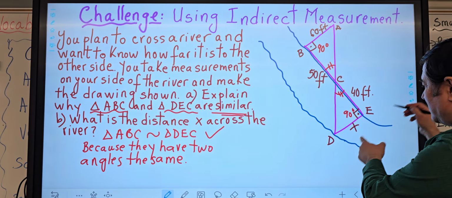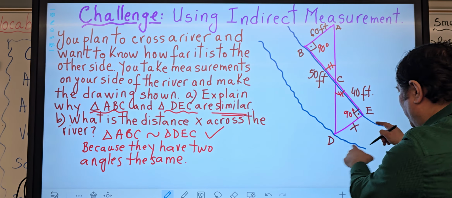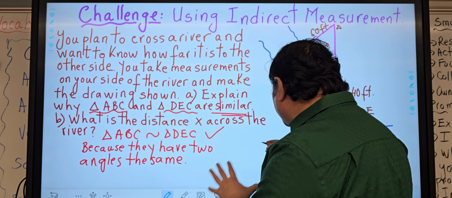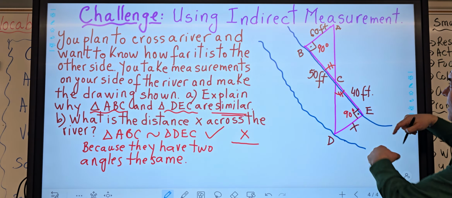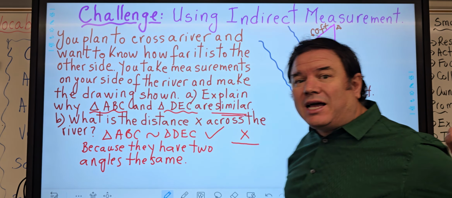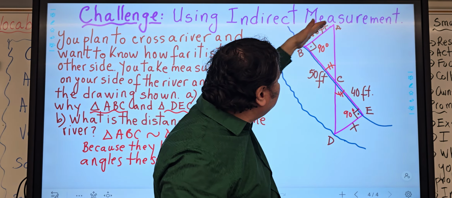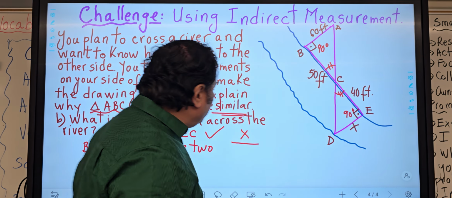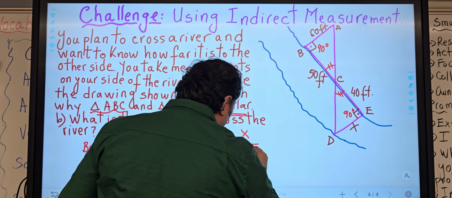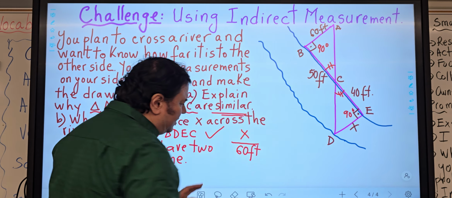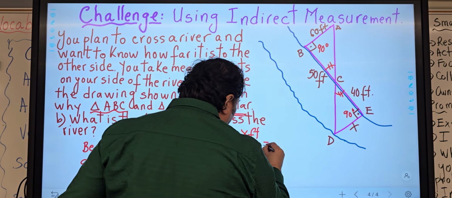Let's start with x. This is the value. This is what we need to find. This is the distance across the river we need to find. So we can set up a proportion. X over... now we need to look at the corresponding side from the other triangle. The corresponding side from the other triangle must be this side, side AB, which is 60 feet. So we can say x feet over 60 feet.